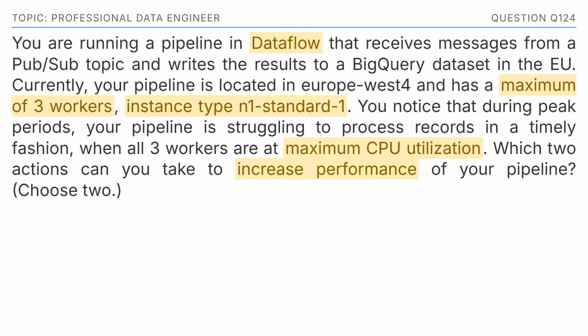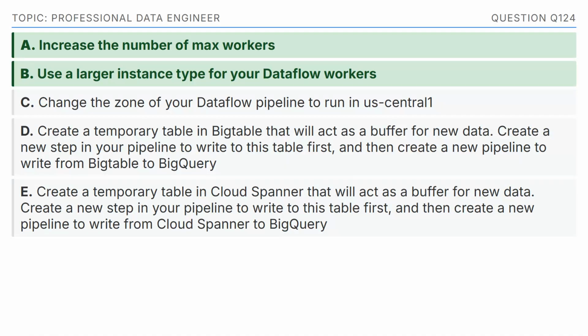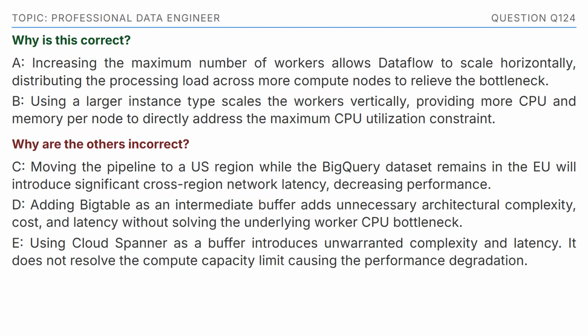To arrive at the correct answer, we focus on the keywords: Dataflow, maximum of 3 workers, instance type N1 standard 1, maximum CPU utilization, increase performance. The correct answers are option A, increase the number of max workers, and option B, use a larger instance type for your Dataflow workers. Why is this correct?